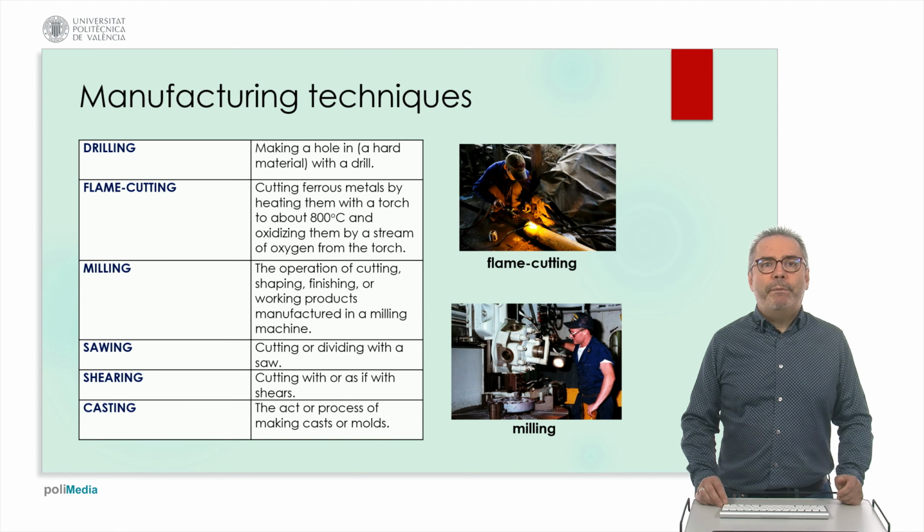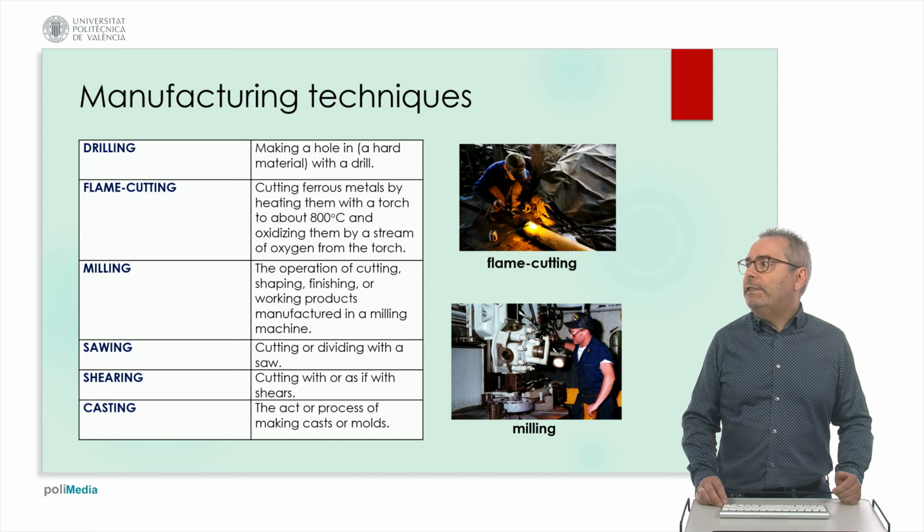Also, we have a very typical and important manufacturing technique in the industry, milling, which is the elaborate operation of cutting, shaping, finishing or working and machining products manufactured in a milling machine. It implies cuts of a very elaborate shape. Sawing is the cutting or dividing with a saw, and shearing is cutting or dividing as well, with or as if with shears, which are very big and specific scissors.